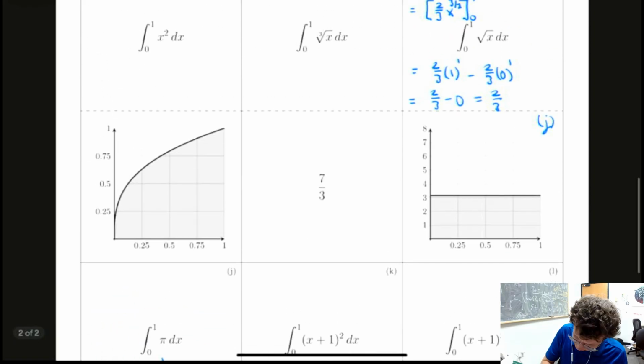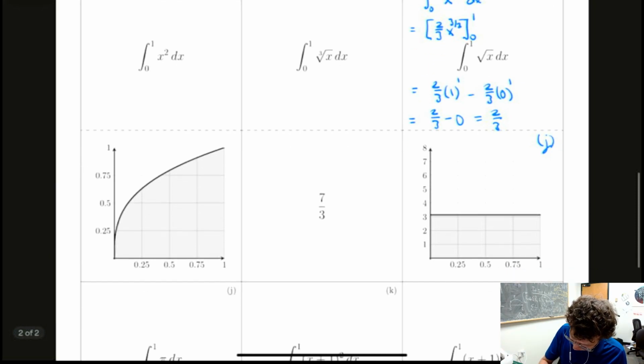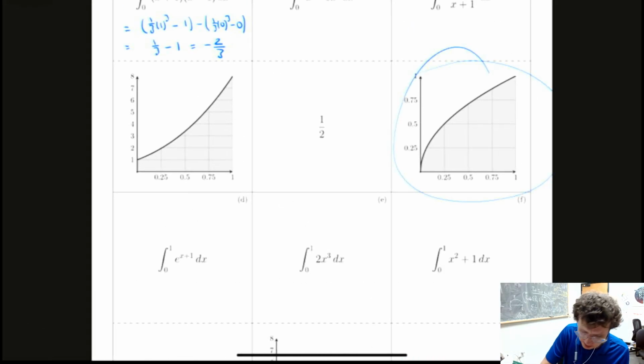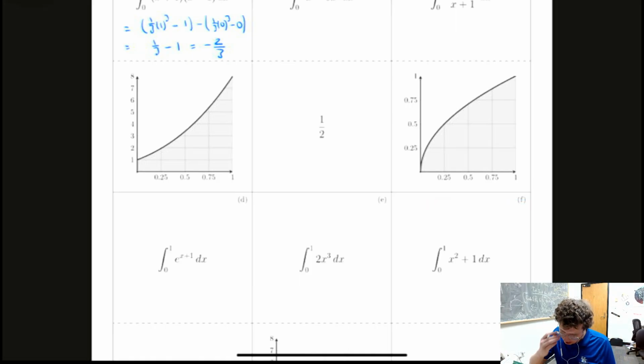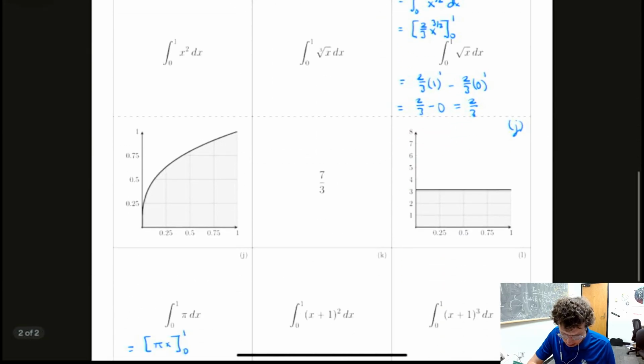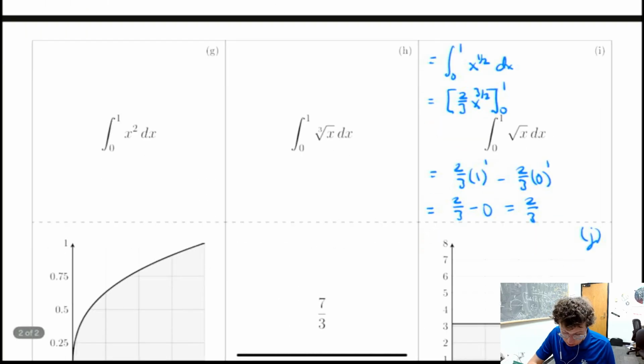This kind of looks like the square root graph. We're integrating from 0 to 1, and this goes from 0 to 1, and that's the shape of the square root graph. But I did notice there's another one that looks very similar. It also goes from 0 to 1. So how could I tell which one is actually the square root graph? Let's look at one of the x values.